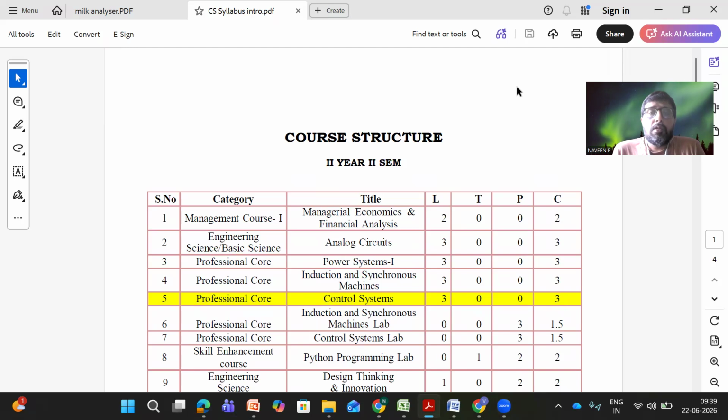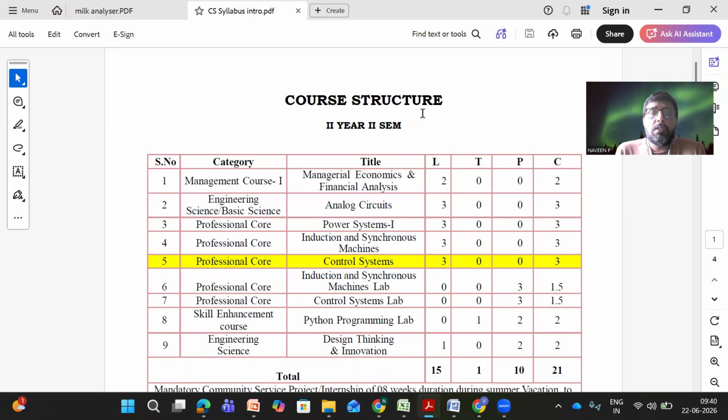Today we'll discuss the syllabus pertaining to control systems of R23 regulation during the academic year 24-25. I'm P. Naveen, working as assistant professor in the Department of Triple Professional Institute of Technology. I'm handling control systems during this academic year.